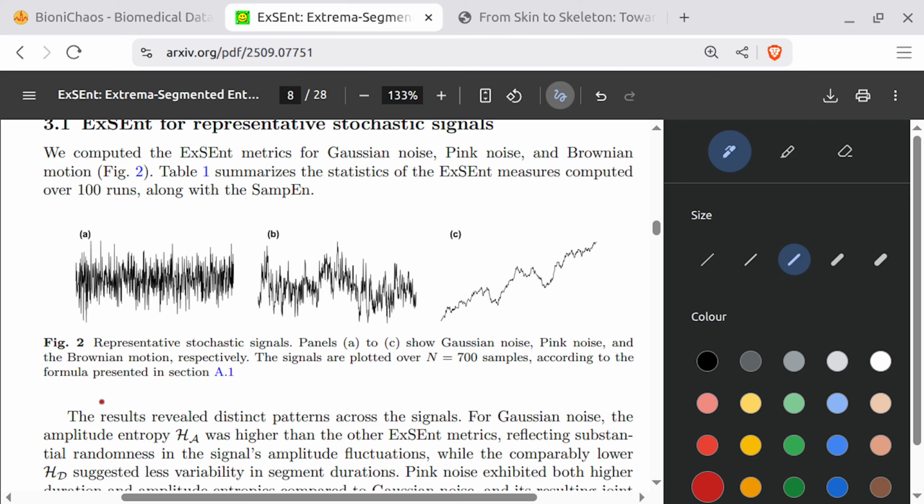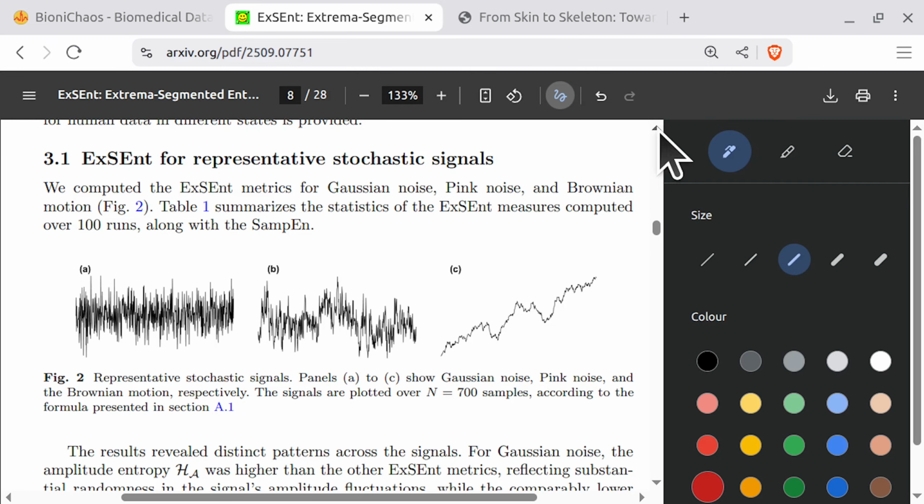Okay, and can you review figure 2? Also, can you answer the question of, so the time series data in the figures is just noise. So can you include that in your review? Figure 2 shows 3 examples of stochastic signals. A, Gaussian noise, B, pink noise, and C, Brownian motion. These are all plotted with n equals 700 data points. You're right, these are all forms of noise or time series data that have random characteristics.